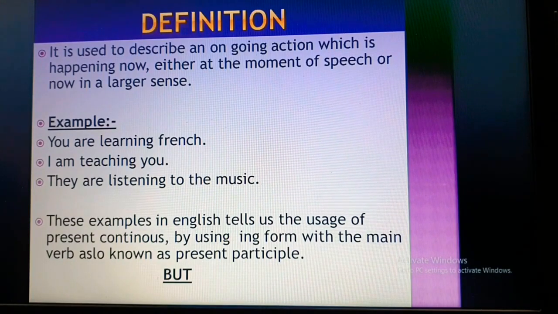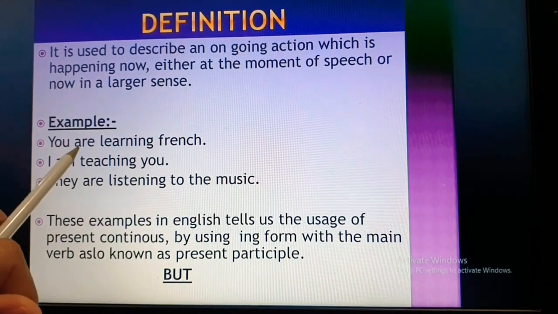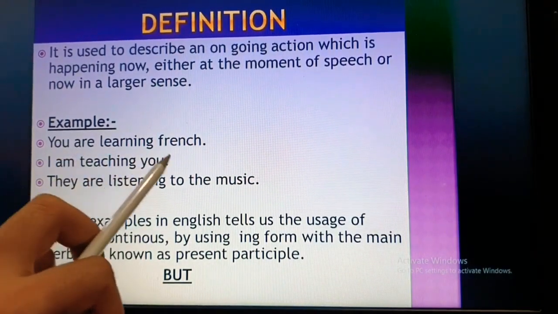That means I'm teaching you, that I'm in the process of teaching you, that is present continuous. You are listening to this video right now, that is present continuous. Now here are some examples. You are learning French.